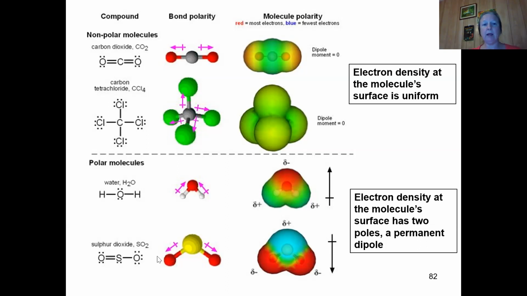Here, this is also bent because you have an unshared pair here. This is AX2E. So it's a trigonal planar electron group arrangement, but because of this unshared pair up here, it's pushing these in. So you have a bent or V-shaped molecular shape. Oxygen is more electronegative than sulfur. If you look on your periodic table, sulfur is below oxygen. And remember, as we go up, electronegativity increases. Therefore, the electrons are going to go in the direction of the more electronegative atom.